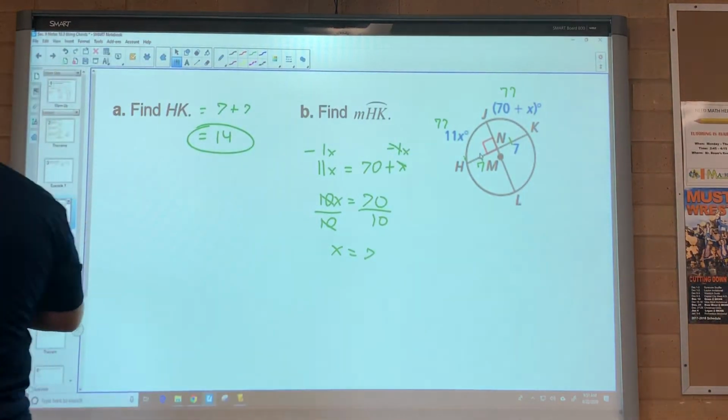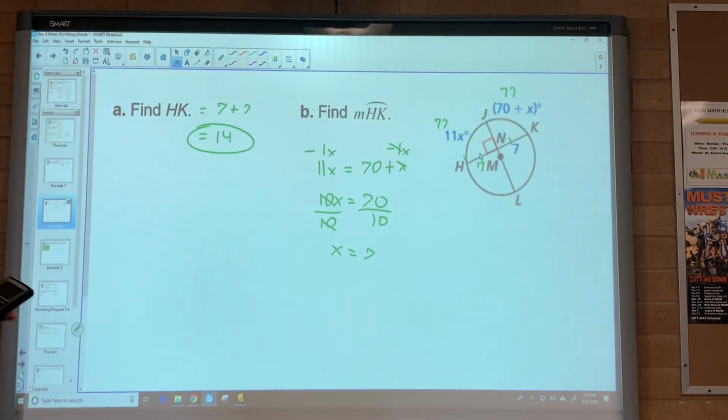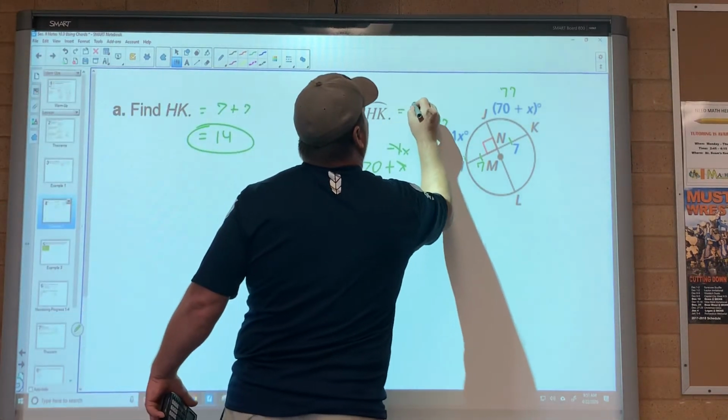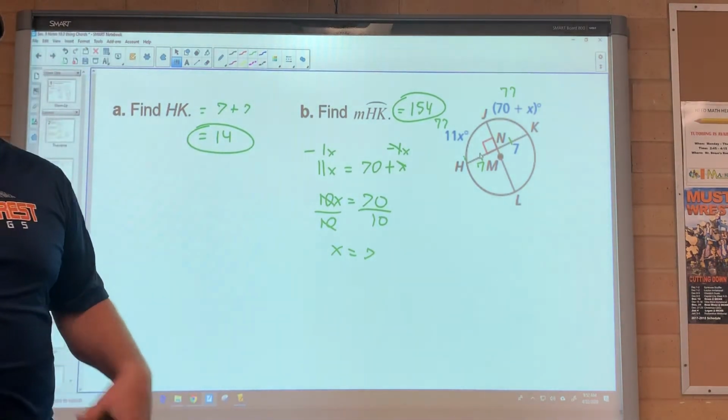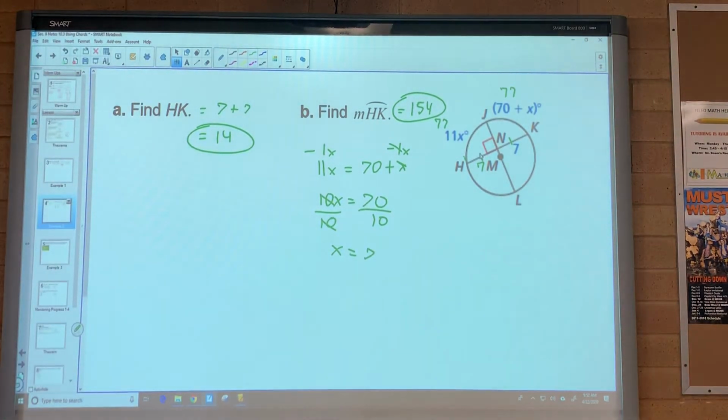And so 77 times 2, we get 154. By the way, just a reminder, 154 would be a minor arc. An arc that is minor, okay? And that's how you would set up and solve for that one, all right?